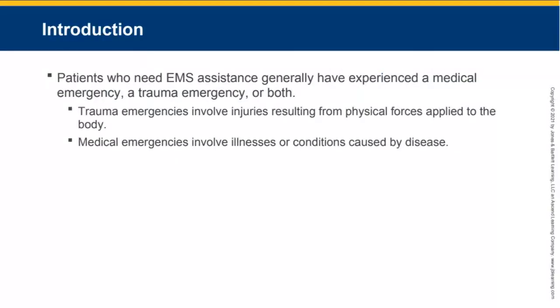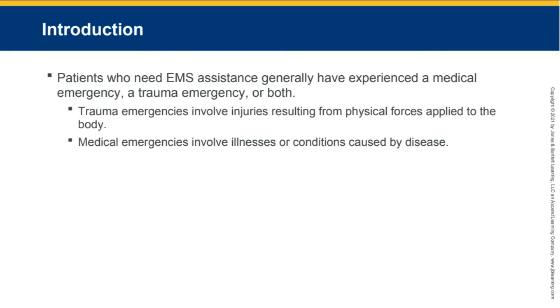All right, so patients who need EMS assistance generally have experienced a medical emergency, a trauma emergency, or both. We know that trauma emergencies involve injuries resulting from physical forces applied to the body, while medical emergencies involve illnesses or conditions caused by disease. It is very important to remember that patients may have a combination of medical and trauma conditions.